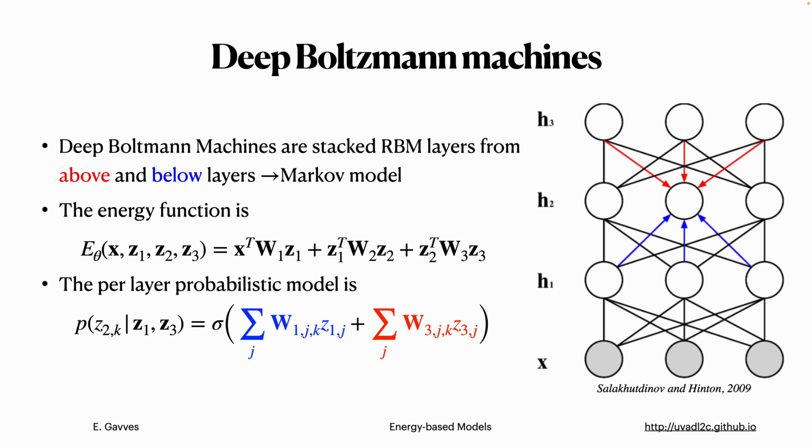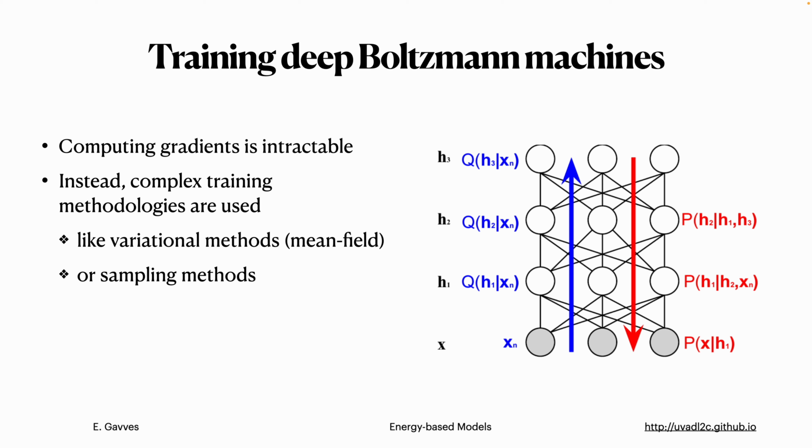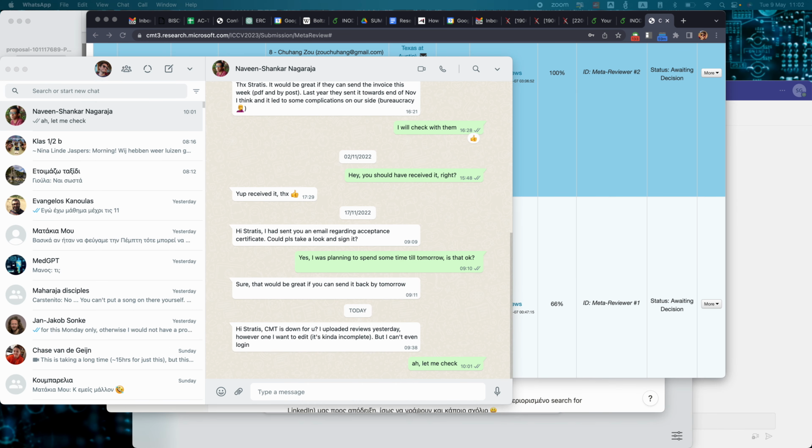Deep Boltzmann machines were another variant where we combine restricted Boltzmann machines. You take the RBM layers from above and below, so you create the Markov blanket. Then the energy function goes all over the place, from x to z1, from z1 to z2, from z2 to z3. As you can imagine, that creates all sorts of intractabilities and complications. There are very complex training methodologies here, even more complex than contrastive divergence. You have to start using variational methods or other sampling methods. Generally, these models don't work that great in practice. Nowadays, they are massively replaced by whatever else we have discussed.